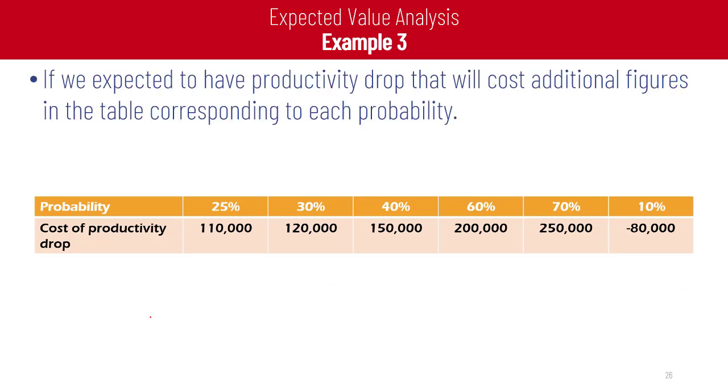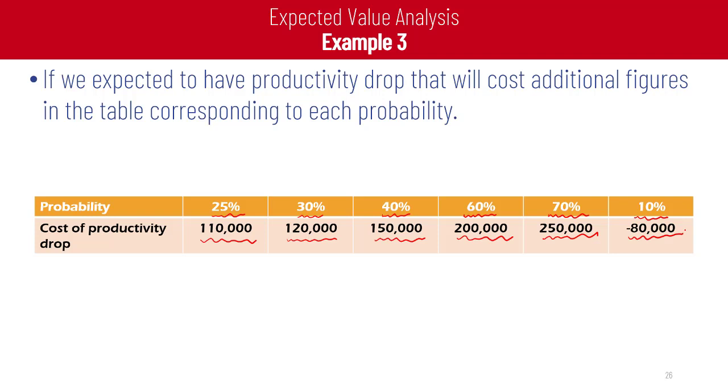Example number 3. If we expect to have a productivity drop that will cost additional figures in the table corresponding to each productivity. The cost of productivity drop: if the productivity drop is 25%, we will lose 110,000. If the productivity drop is 30%, we will lose 120. If the productivity drop is 40%, we will lose 150. If the productivity drop is 60%, we will lose 200,000. If the productivity drop is 70%, we will lose 250. If the productivity drop is only 10, we will gain 80,000.